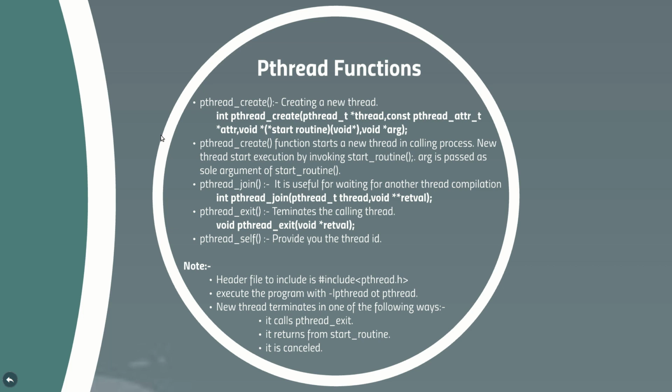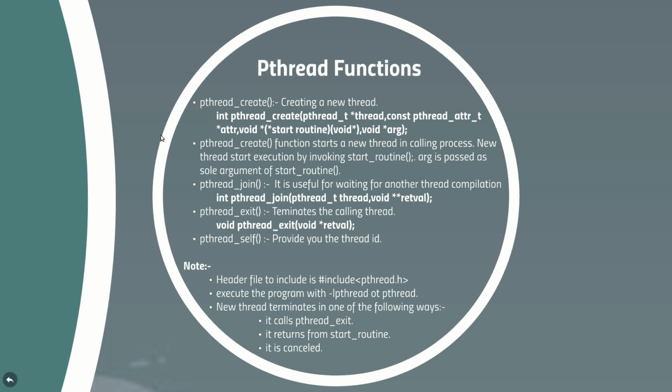Then pthread_join is useful for waiting for another thread's completion. pthread_join is something we have to write in the main function. If you write a thread function, it does its work, and if we write pthread_join, it waits for that particular thread to complete. Your main function is your main thread, so it is waiting over there.